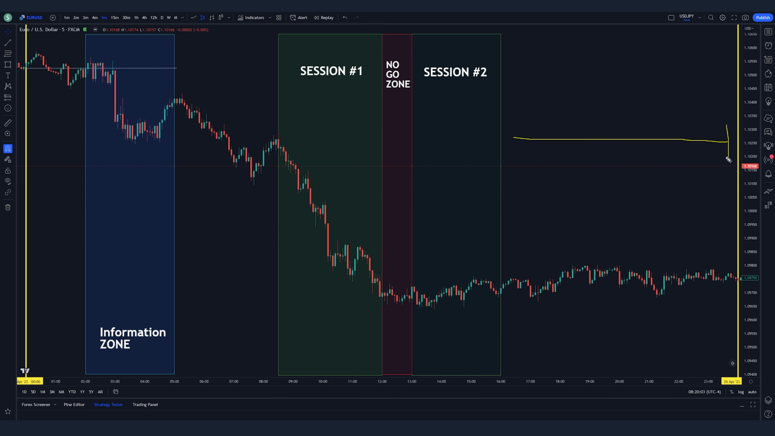From 16 to midnight, the market is usually very choppy and unpredictable, and it's making moves only if there is some unexpected news which is big enough to drive the market. So we totally ignore those hours from 16 to midnight.